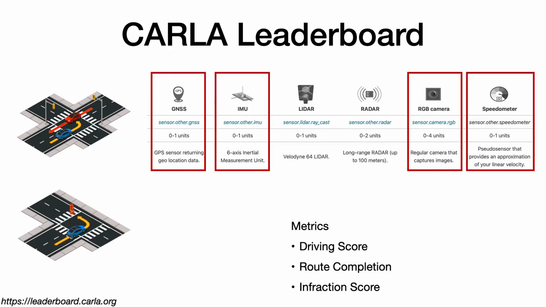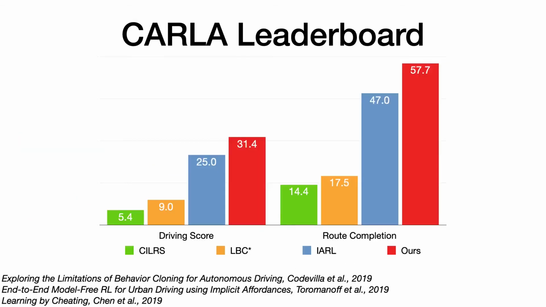We also evaluate on the CARLA Leaderboard. Here the metric is a combination of route completion and infraction score. This combination is often referred to as driving score. For the CARLA Leaderboard, we rely on a GPS sensor, an IMU, RGB cameras, and a speedometer. We do not use LiDAR or radar. On the CARLA Leaderboard, we significantly outperform all prior entries.